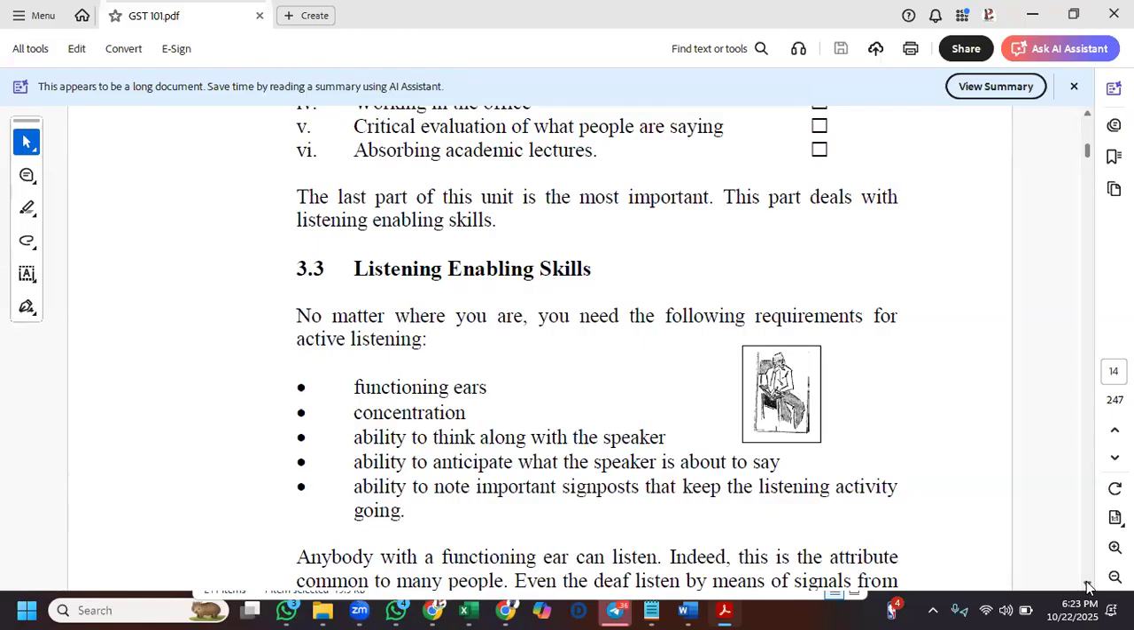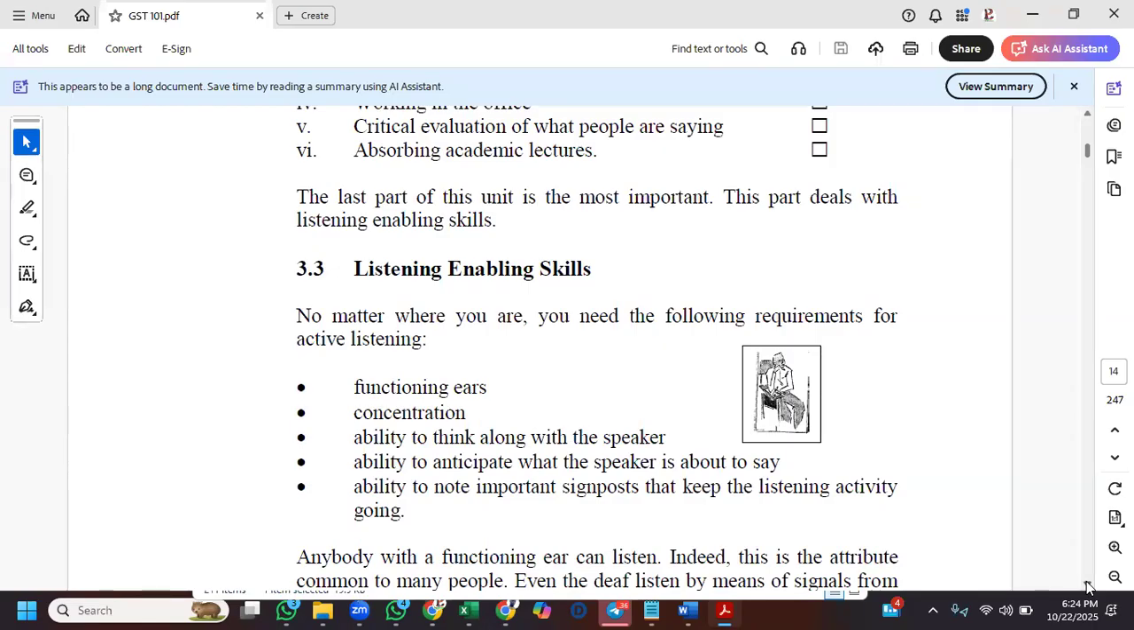For anyone to be able to listen in any form of setting, the person must first of all have a functioning ear. We do not say that the deaf doesn't listen, no. They listen through sign language. That's another question in GST101: the deaf listen through what? Sign language. I don't know if sign language is in diversity, but let's just say sign language. Now, for anyone to be able to listen, the first thing is you must have ears, but not only ears, but functioning. That means the ears are working.